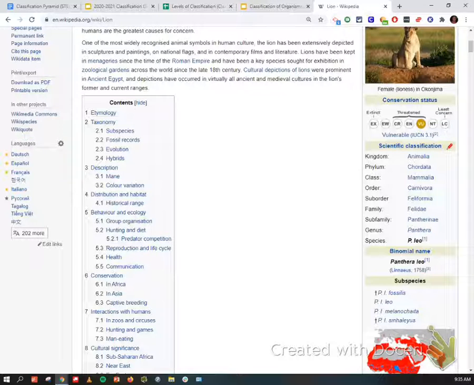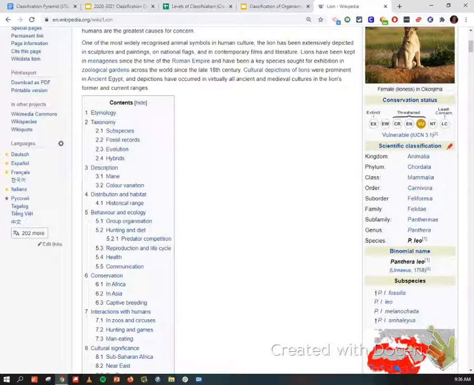I want to point out a couple other things. When it comes to plants, it's going to be weird. Just give what you can find on here. When it comes to plants, there's going to be clades. There's not going to be a phylum. There may be division. You can write the division instead of the phylum. But when it comes to plants, it's going to be weird. Just write down what you can.